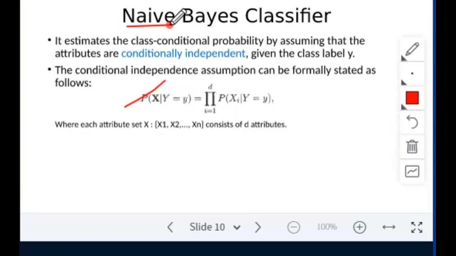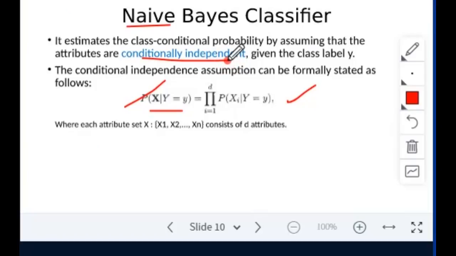The naive Bayes model is easy to build and particularly useful for very large data sets. Along with simplicity, naive Bayes is known to outperform even highly sophisticated classification methods. Here we have the equation for naive Bayes classification. This we call the posterior probability. It estimates the class conditional probability by assuming that attributes are conditionally independent.